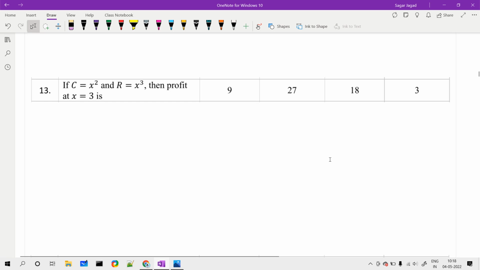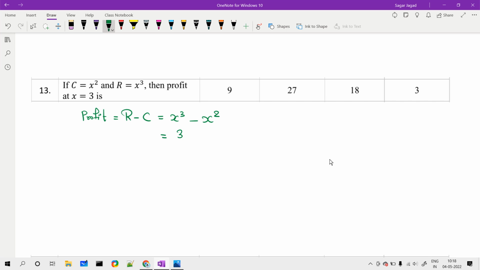Now let's come to the next question. They have asked: if C is equal to x square and R is equal to x cube. What is C? C is nothing but the total cost. What is R? R is nothing but the total revenue. The profit, if they are asking, is nothing but the difference between revenue and cost. The revenue is x cube and the cost is x square. So it is x cube minus x square, which is your profit, and we need to find it at x equal to 3.